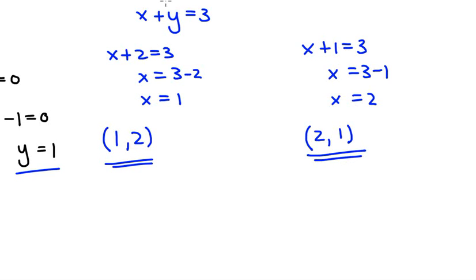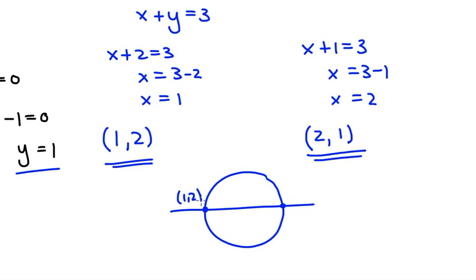Like with the simultaneous equations before, we had 2 linear equations, we found 1 point of intersection. For this question, we had the equation of a circle and a linear equation, so we have found the 2 points of intersection. So one point is (1, 2), and the other point is (2, 1).